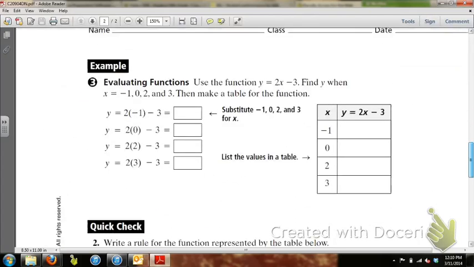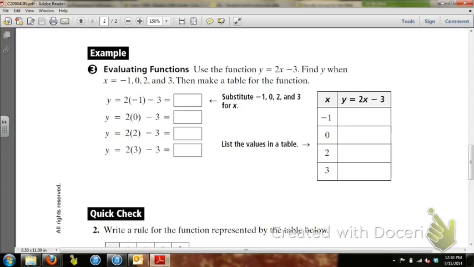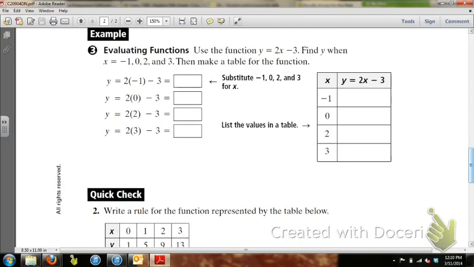Now in the last example, they give you the rule, and now we have to fill in what the output or the y values are. So here's what we're going to do. We're going to take each of the x values that they gave us here, negative 1, 0, 2, and 3, and we're going to plug them in one at a time for this x. So we're doing this over here. So 2 times x minus 3 is what we're doing.